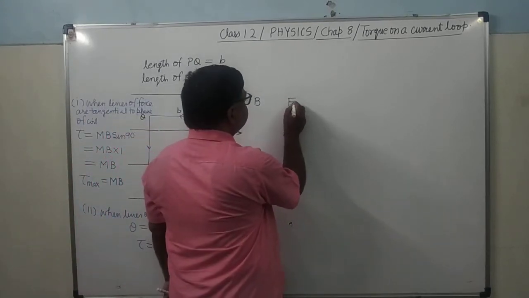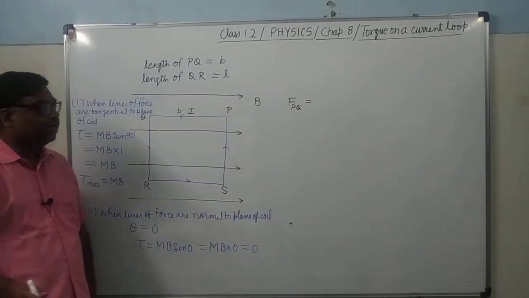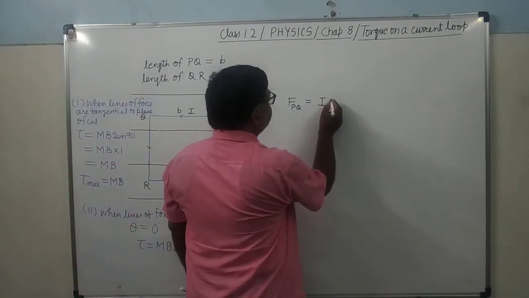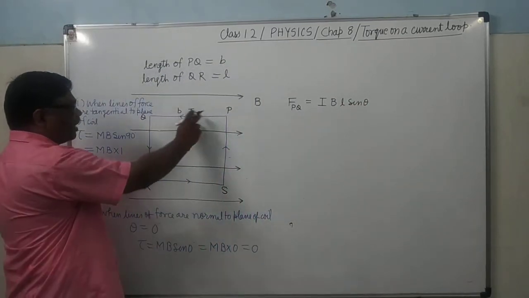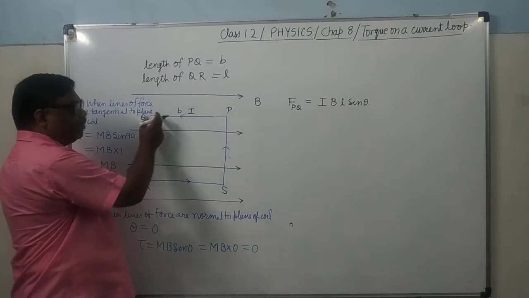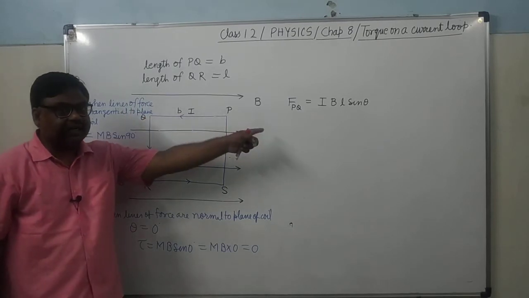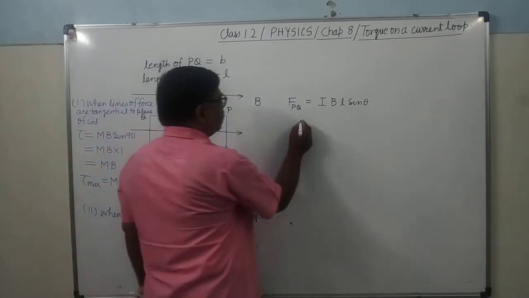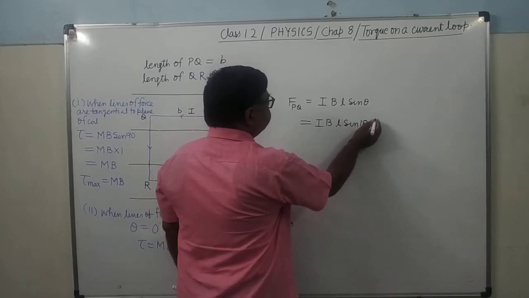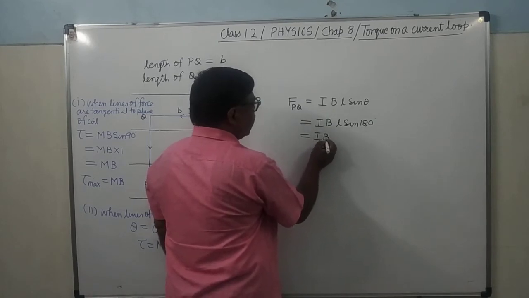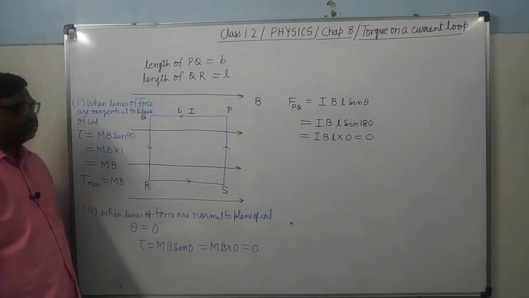So see here, first you see how much force is acting on the segment PQ. What is the formula of force acting on a current carrying conductor? It is I B L sine theta. What is theta? Theta is the angle between the direction of current and magnetic field. For PQ, I is flowing in this direction, B is in that direction, so theta will be 180 degrees. That equals I B L sine 180 degrees, and as we know that sine 180 is 0, so I B L into 0 equals 0. This will be the force acting on segment PQ.